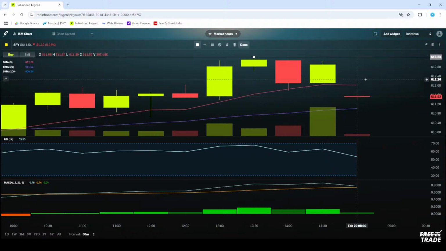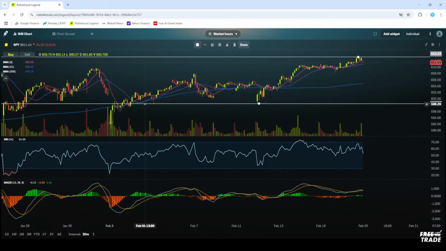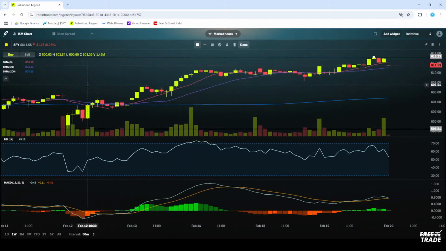All right, so we got those marked. This is our general high to low for the week here. Now we're just going to go through and try to find some support levels. This looks to be a support right here.